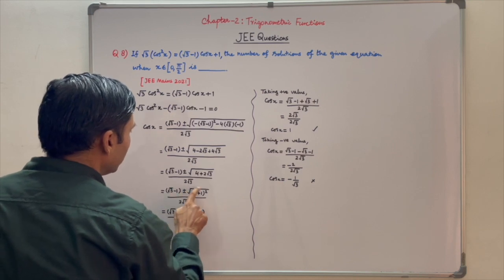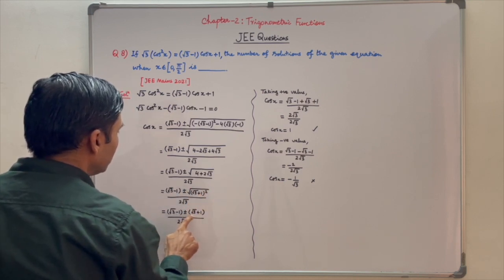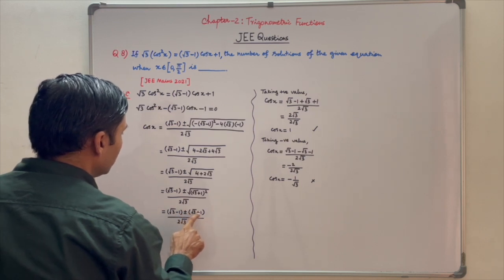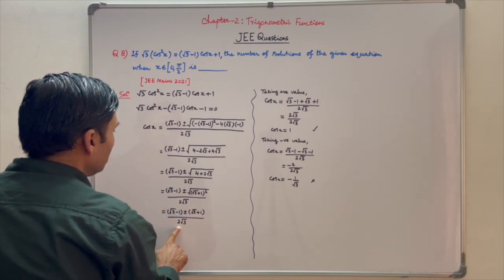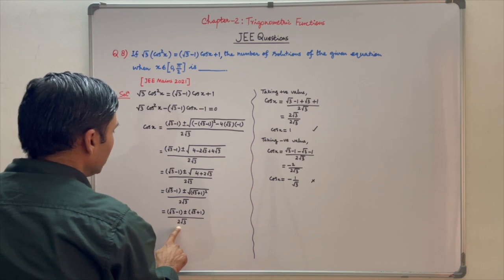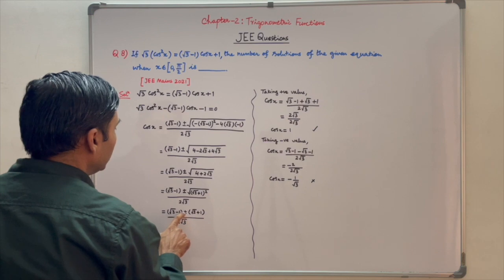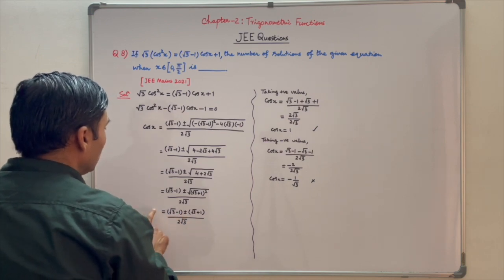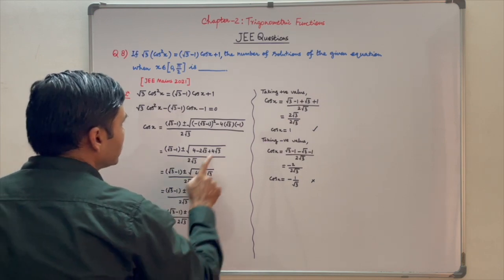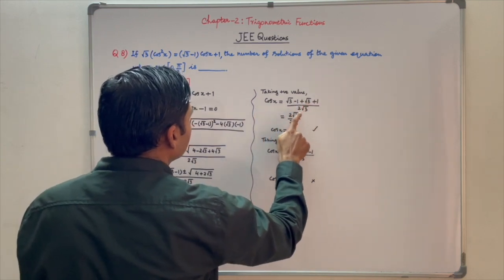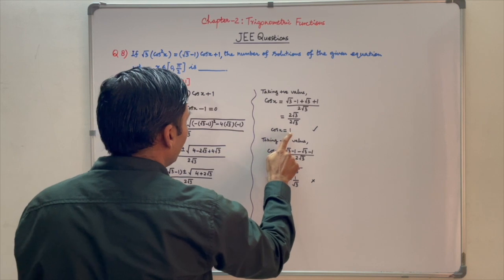So we will get rid of this under root, and this comes out to be (√3 − 1 ± (√3 + 1))/(2√3). We will consider two cases: first, while taking the positive value, and second, while taking the negative value. While taking the positive value, cos x = (√3 − 1 + √3 + 1)/(2√3). That means cos x = 1.